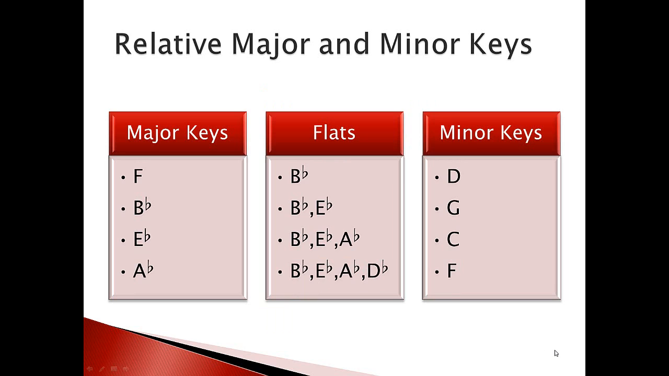Here are the flat keys. F major, if you count up 6, you get to D, and you have 1 flat, because F major has 1 flat, B flat, so does D minor. B flat major's relative minor is G minor. E flat's relative minor is C minor, and A flat's relative minor is F minor. So here's the major keys, here's the minor keys, and here's what their accidentals are. And they share the same key signature. You just have to count up 6 from the major scale, and you get to the relative minor.